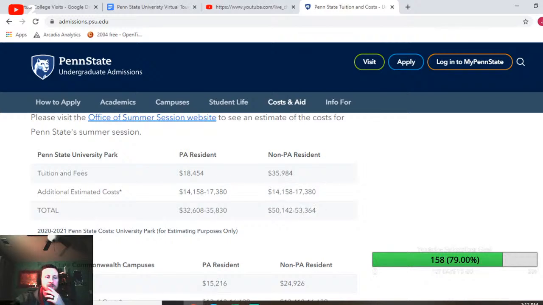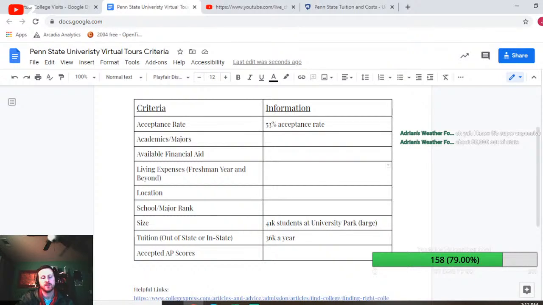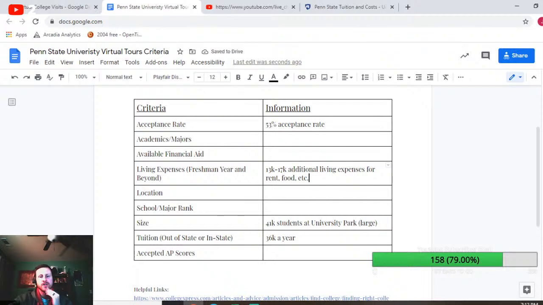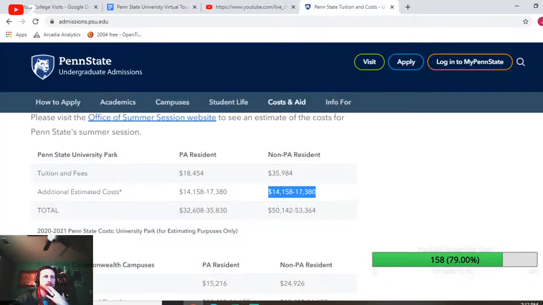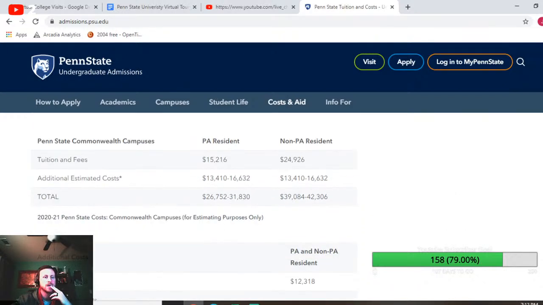I would assume this would be things like, if you were living on campus, room and board, meal plans, stuff like that. Living expenses, so 13K to 17K. Additional living expenses for things like rent, food, etc. So, I mean, yeah, you're looking at 50,000 easily for a year.